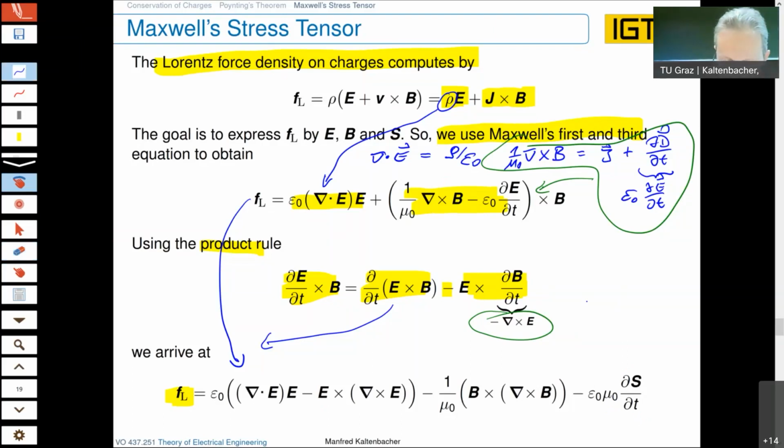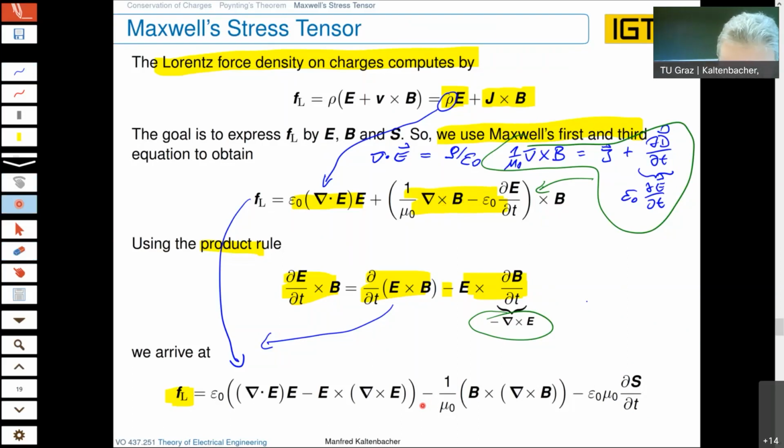Where we have the curl of B cross product with B. I have just interchanged here the cross product between the curl of B and B, which means I have to take a minus. Yeah, therefore I have a minus here. You know, you have to be careful: if you take a cross product and you exchange the vectors, then you have to put a minus in front of it.